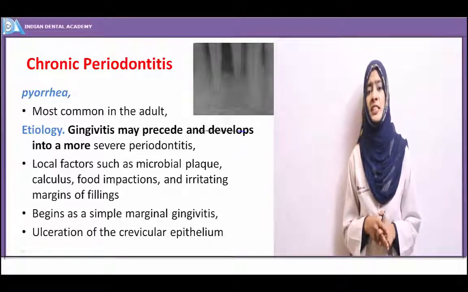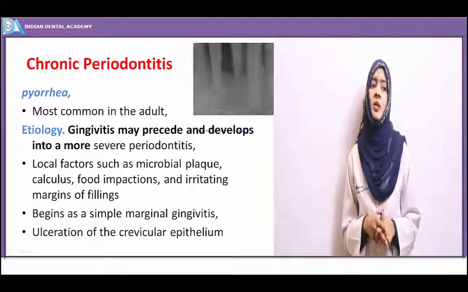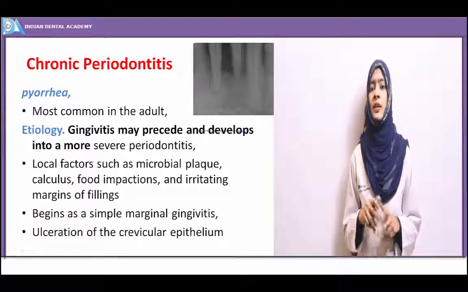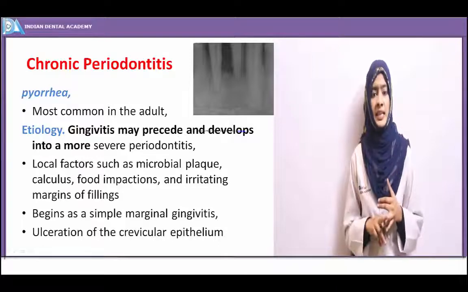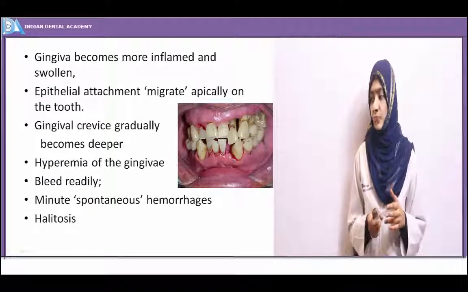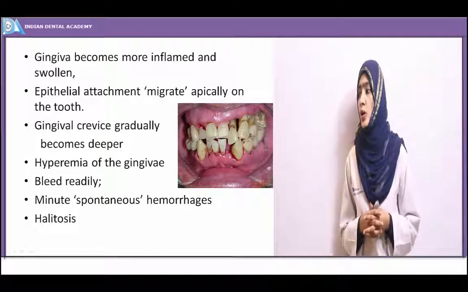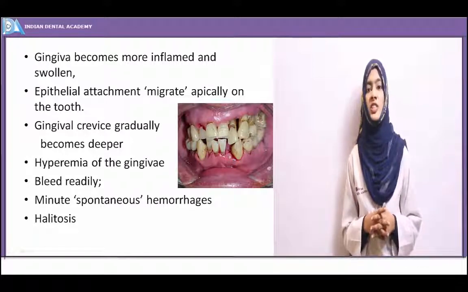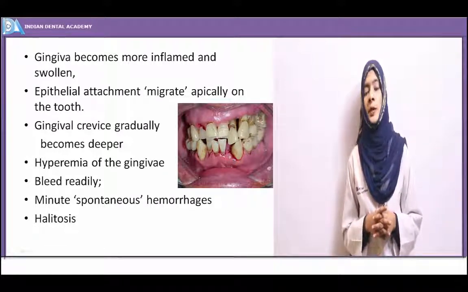So initially it begins as a simple marginal gingivitis. Once it reaches the crevicular epithelium, the epithelium becomes ulcerated, inflamed, and edematous. The gingiva becomes more inflamed and there is a change in color of the gingiva from light pink to a deeper hue of pink.